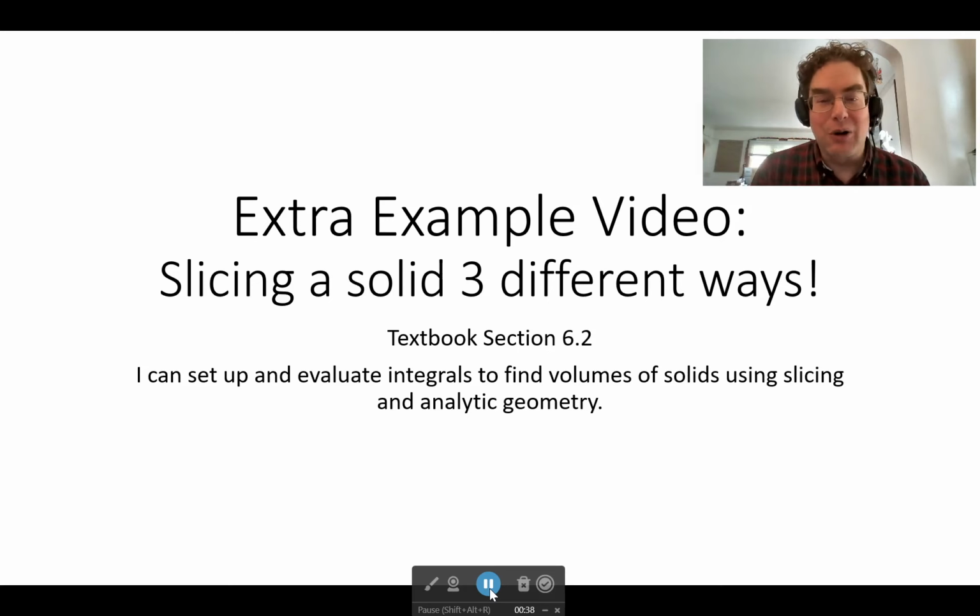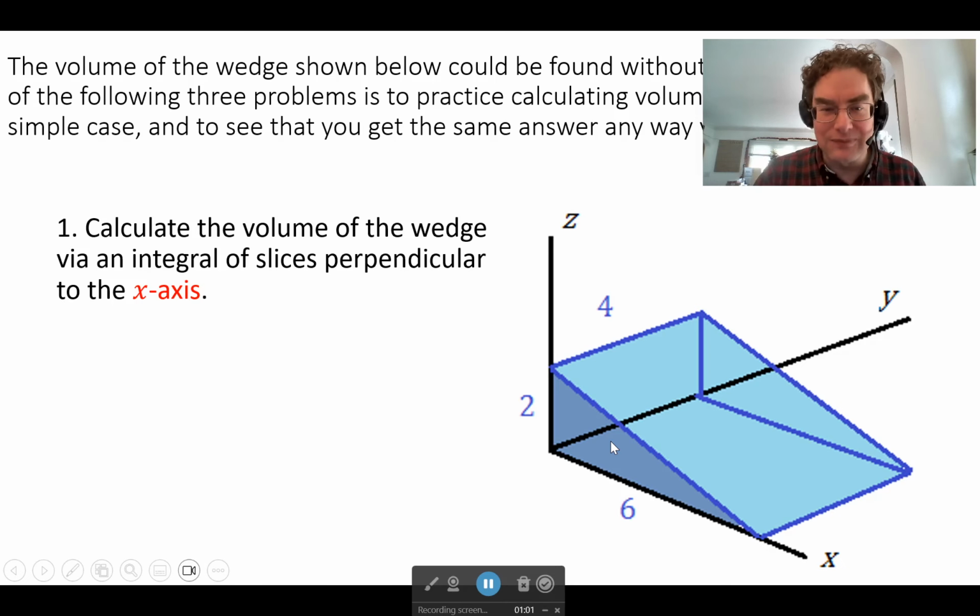For other solids, there's some more variety, and I want to show you an example like that here, where we have a solid that we can slice in 3 different directions, and the computation will look different each time, but hopefully, of course, the volume of the solid is still what it always was. We should get the same answer any way we slice it. So let's take a look here.